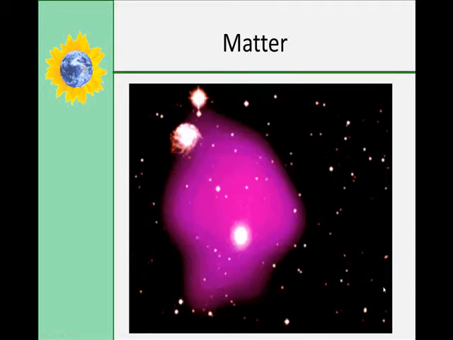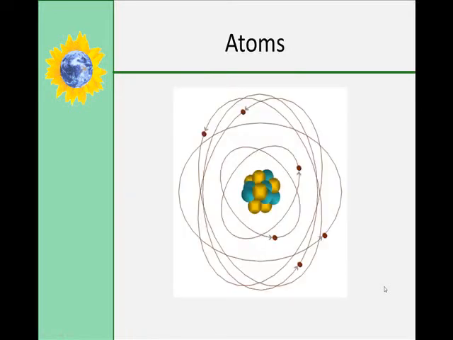Matter is anything that has mass and volume. In other words, it has mass and it takes up space. Everything in the universe is composed of matter. Matter is made up of atoms, which are the smallest part of an element that still has all of the element's properties.